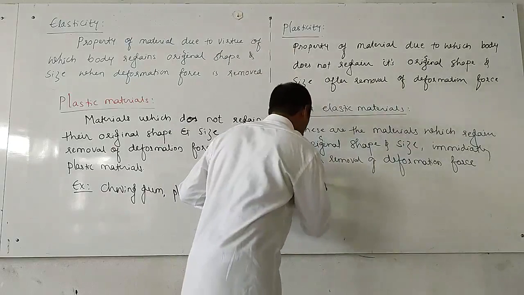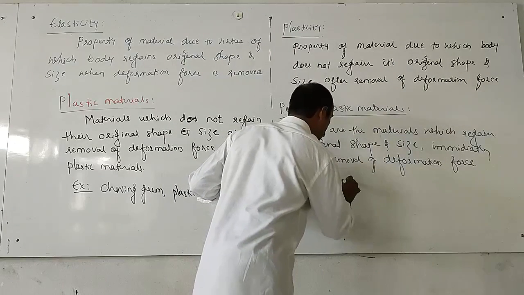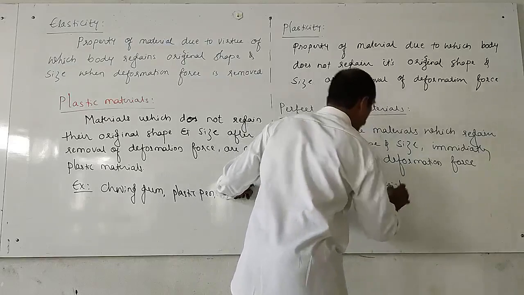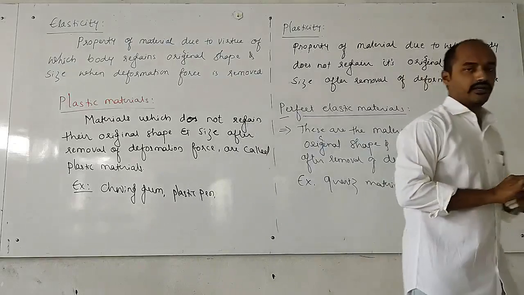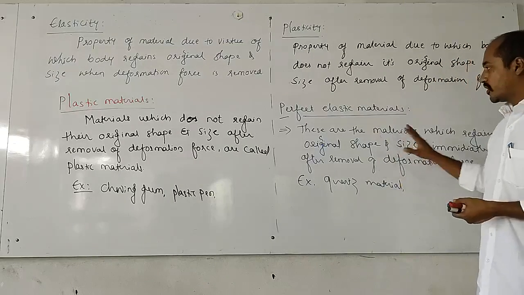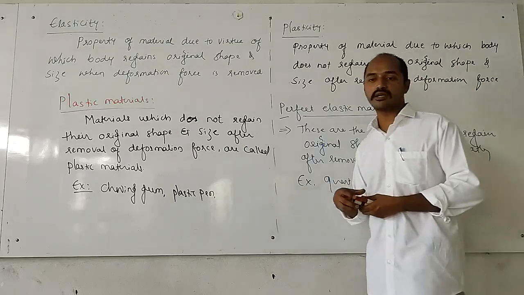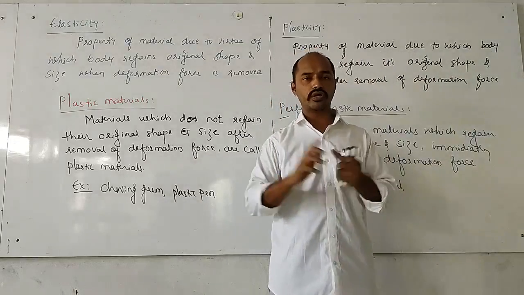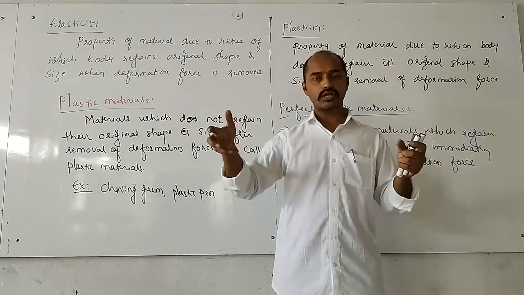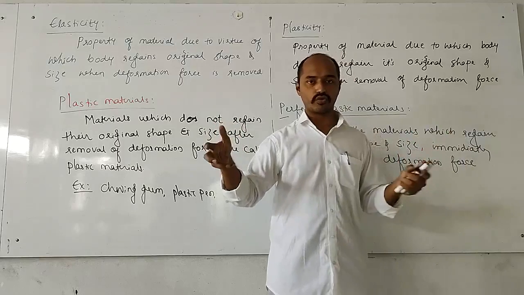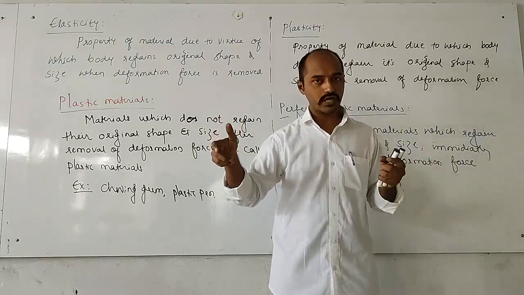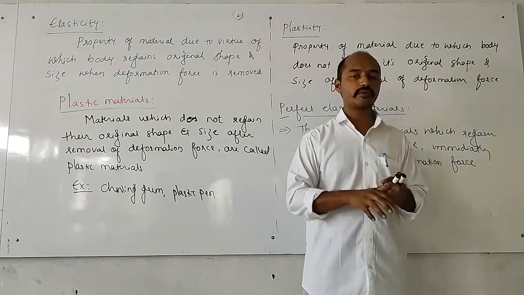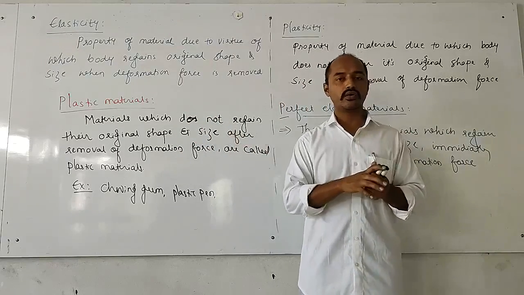Example for this: quartz material, quartz crystalline material, right? So this is the perfect elastic material. Perfect elastic means if you remove the load, if you remove the external deformation force, within no time, the body regains its original shape and size. Suddenly, they regain original shape and size.